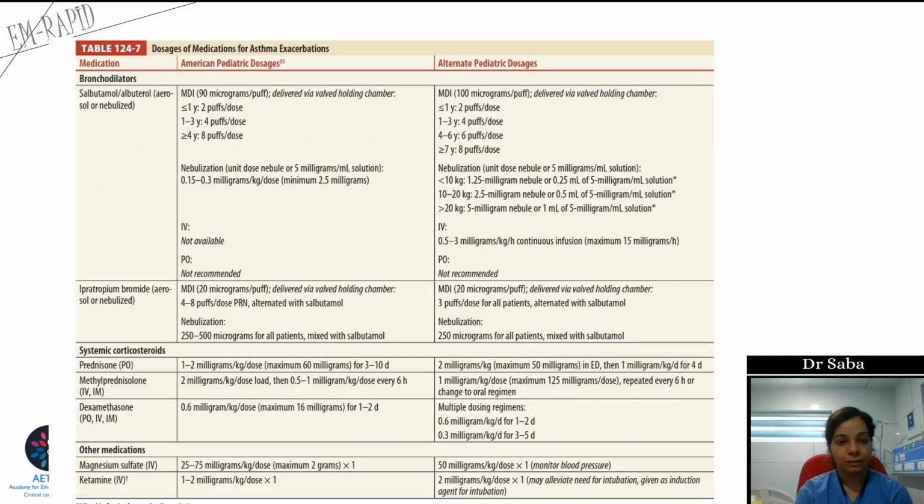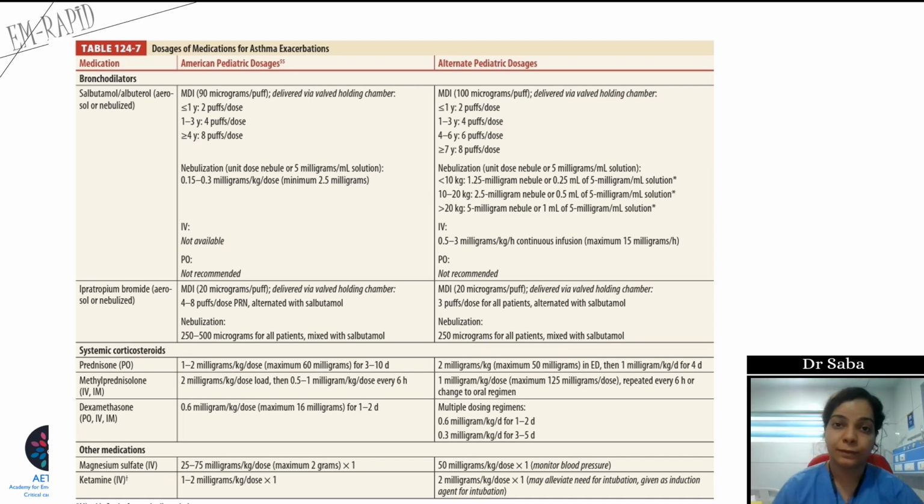Now these would be the dosages for medications of asthma exacerbations: salbutamol, ipratropium bromide, and then systemic steroids, which include prednisolone, methylprednisolone, and dexamethasone. Other medications that can be used in order to relieve bronchospasm would be magnesium sulfate.